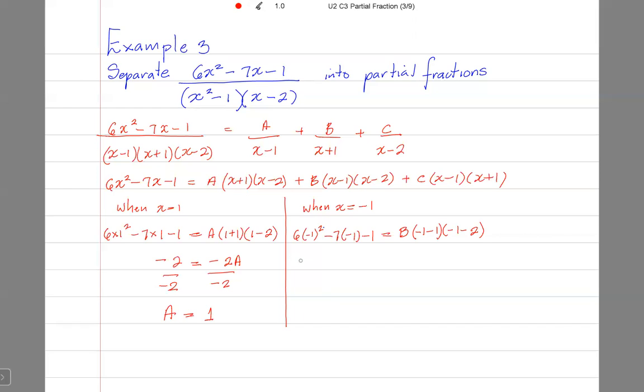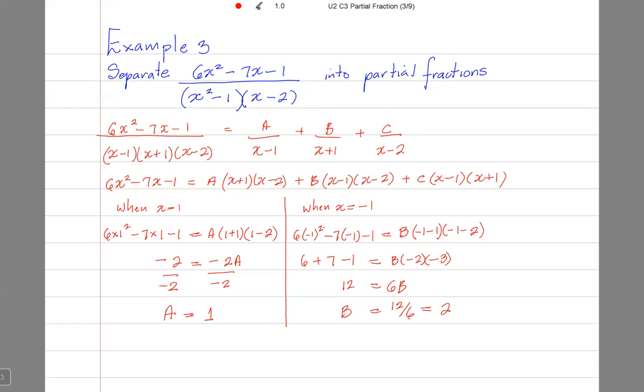On the left, this is 6 plus 7 minus 1. On the right, this is going to be b times minus 2 times minus 3. So on the left, I have 12, and on the right, I have 6b. If I divide both sides by 6, I'm going to get b is equal to 12 divided by 6. b is equal to 2. So next I need to find c.